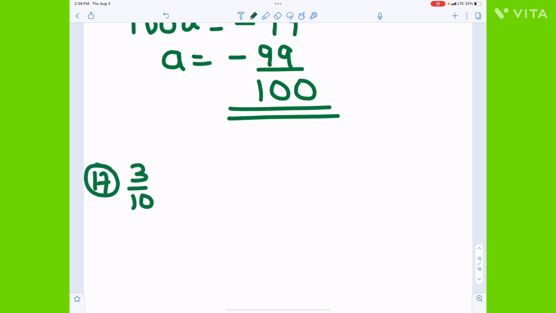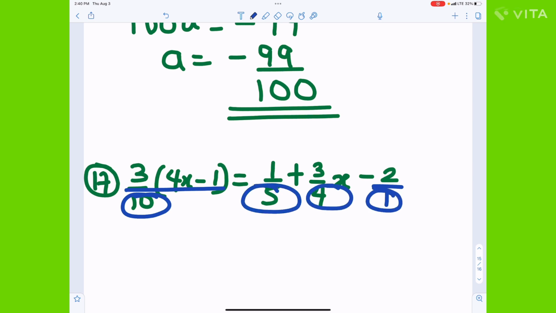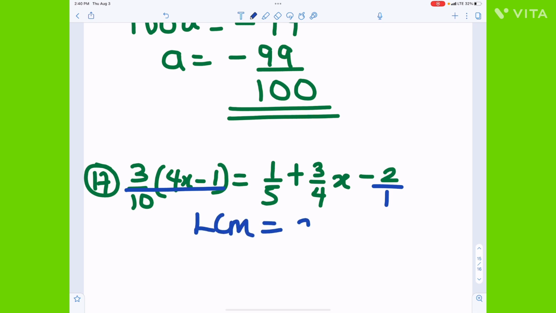3 over 10 times 4x minus 1 is equal to 1 over 5 plus 3 over 4x minus 2. Same thing here. Fix your denominators where they don't appear. Just here. We put 1 under the 2. So I now have what? This is like 3 times 4x minus 1 all over 10. Then I have 10, 5, 4, and 1. The LCM of 10, 5, 4, and 1 is what? 20. So LCM of my denominators is what? 20. I'm going to multiply each term by 20.